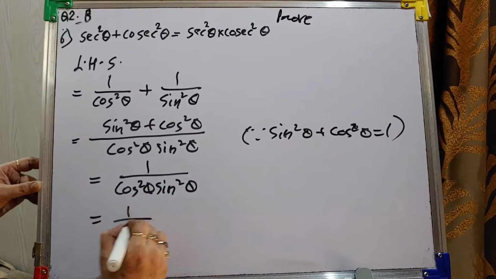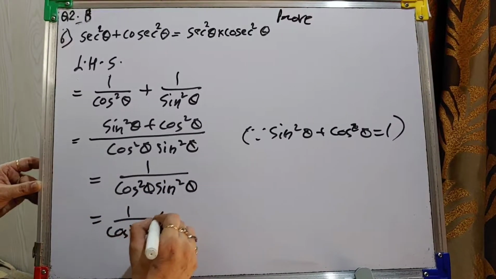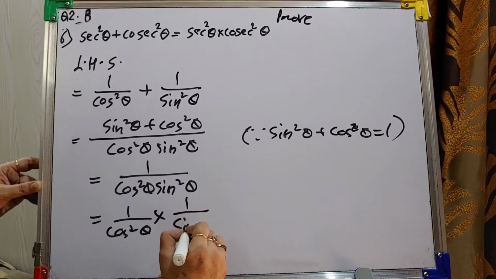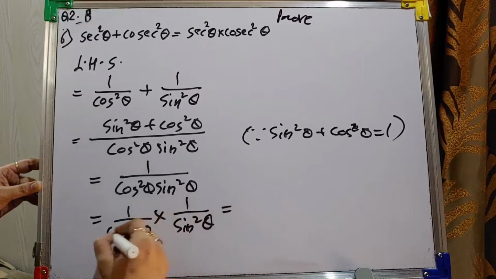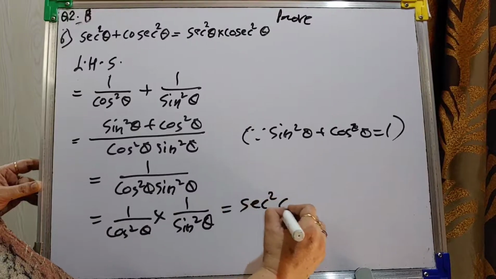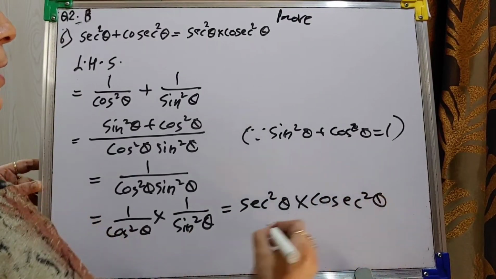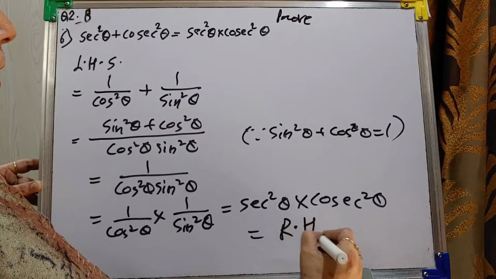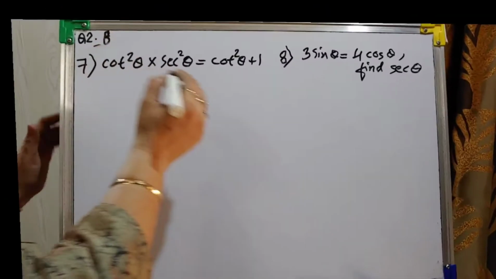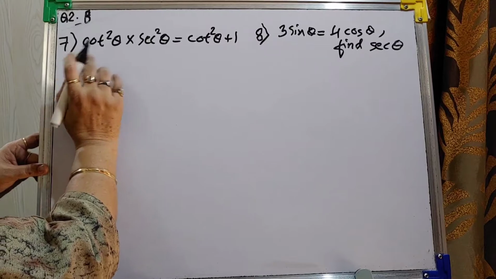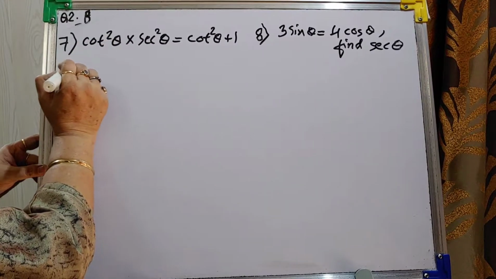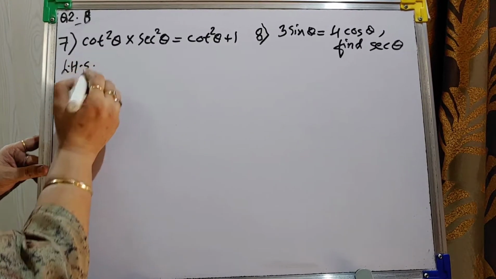Now this is 1 by cos square theta into 1 by sin square theta. 1 by cos square theta is sec square theta. 1 by sin square theta is cosec square theta. That is our right hand side. Student, let's solve this sum. Again, proof is there. So I'll take LHS.